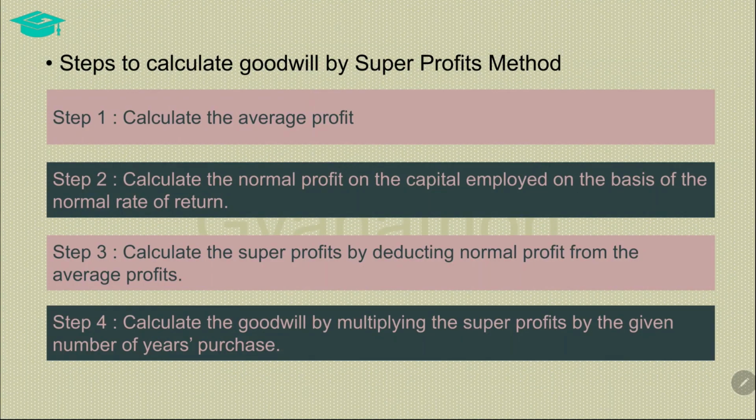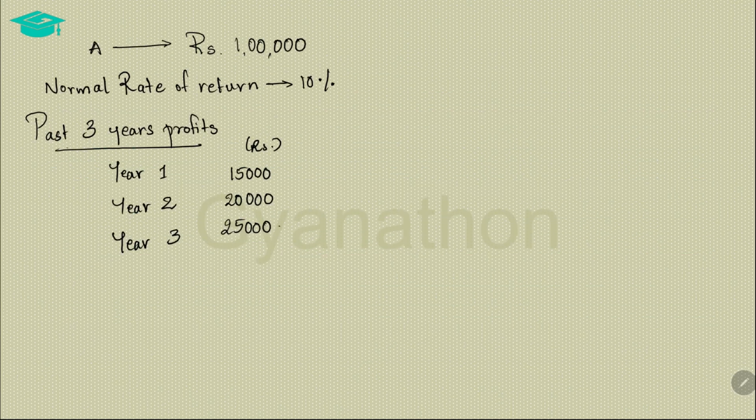So, let us see the steps of how to calculate goodwill by the super profits method. Step 1 is to calculate the average profit. Step 2 is to calculate the normal profit earned by the business by taking into consideration the capital employed and the normal rate of return of such business. Then step 3 is to calculate the super profits by deducting the normal profit from the average maintainable profit earned by the firm. And finally, the goodwill is calculated by multiplying the super profits as calculated in step 3 by the agreed number of years of purchase.